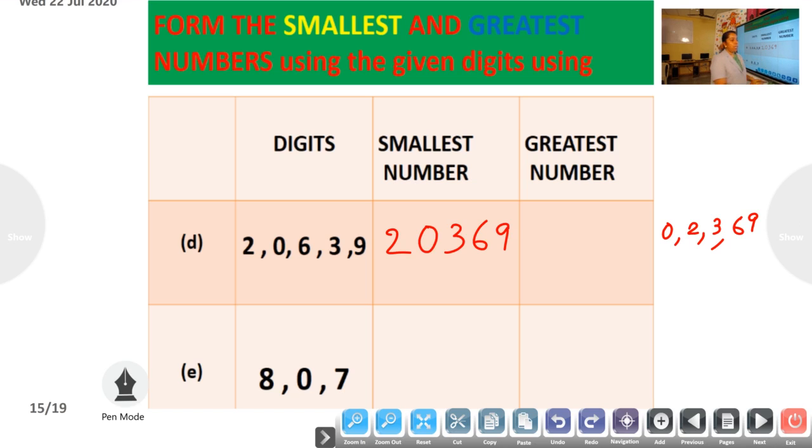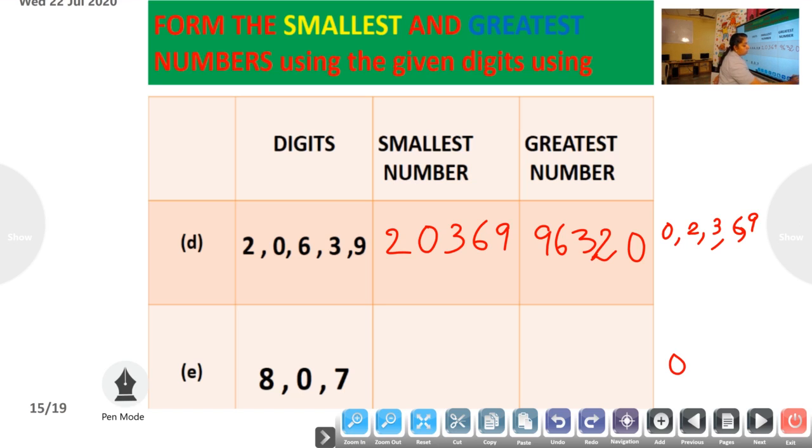For the greatest number, you have to start from the last in ascending order. Which is the last digit? It's 9. Then write 6. Then 3. Then 2. Last is 0. So 96,320. Then, last question.